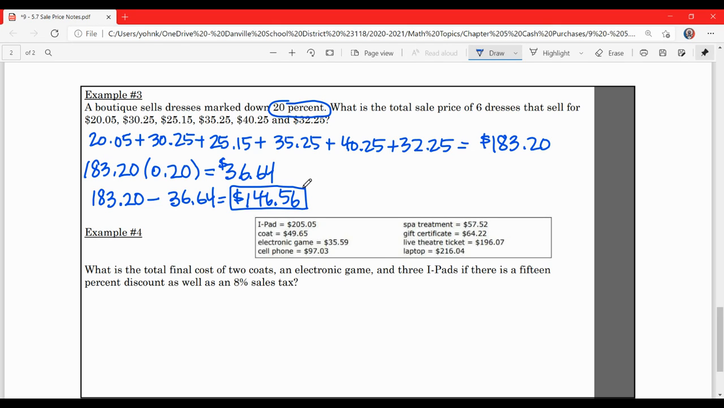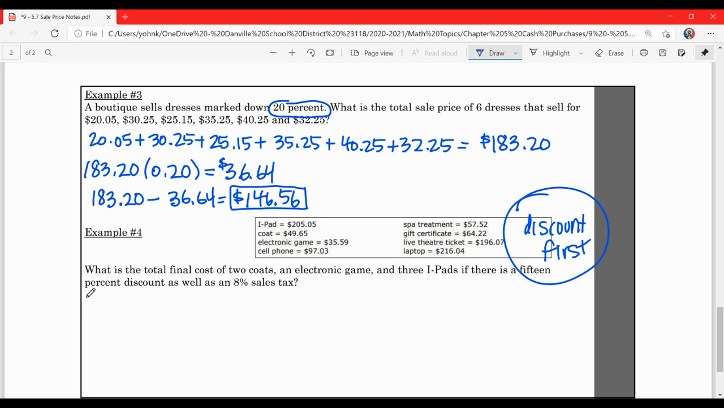Okay, last problem. What is the total final cost of 2 coats, an electronic game, and 3 iPads if there is a 15% discount as well as an 8% sales tax? So this situation is not only having us do a discount, but it's also having us do sales tax. And when you have discounts and sales taxes, you want to make sure to do the discount first and then do the sales tax second.